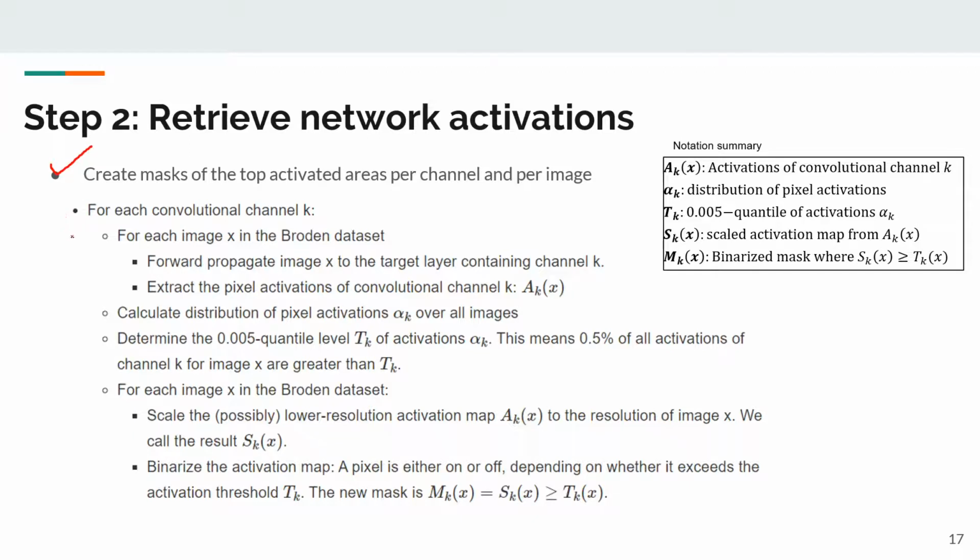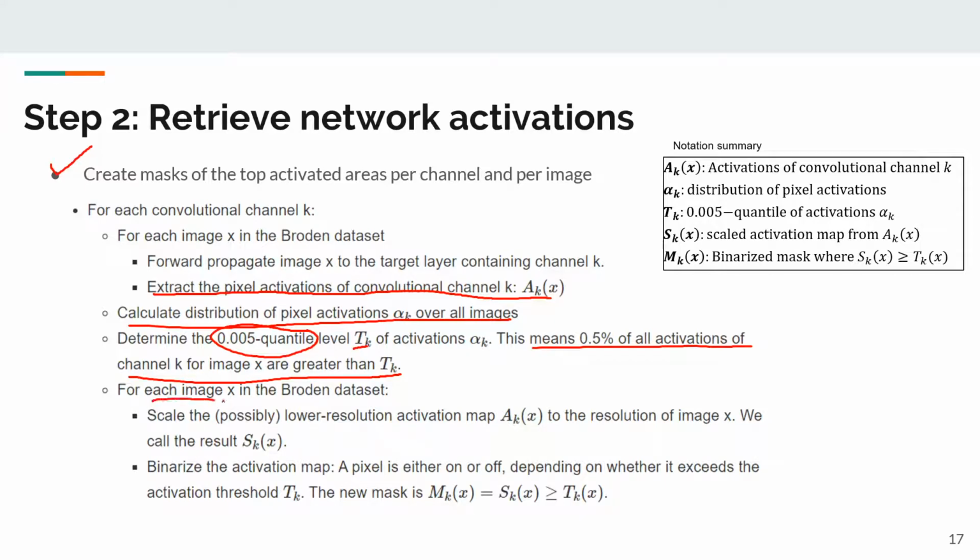The main steps are the extraction of pixel activations of the convolutional channel K and the calculation of the pixel activation distributions over all images. After that, using a quantile threshold, the top 0.5% of all activations of channel K for image X are obtained. Finally, for each image in the Broden dataset, a binarized mask of activations is created using the quantile threshold. You can pause the video and check all the steps more carefully.